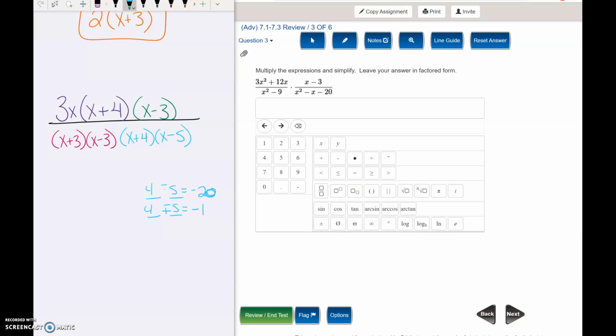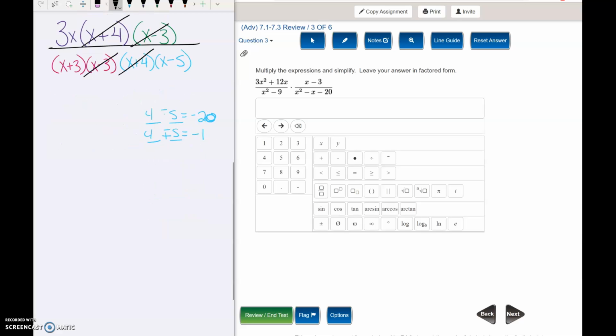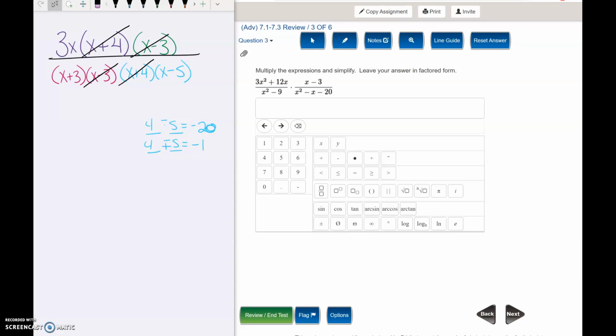Once you have factored all of the numerators and all of the denominators, now you're looking for common factors. So the x plus 4 on the top cancels out an x plus 4 on the bottom. X minus 3 on the top cancels out x minus 3 on the bottom. And we're left with 3x on the top. And on the bottom we have x plus 3 and x minus 5. Leave in factored form simply means leave your answer looking exactly like that.